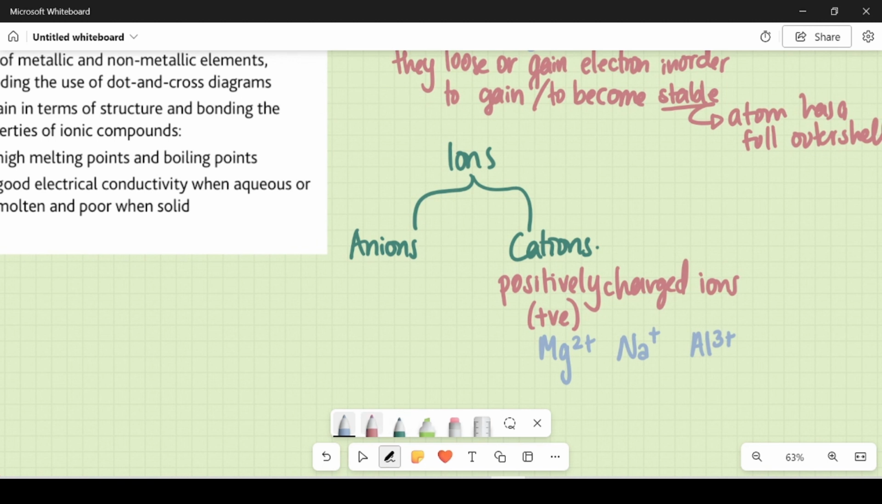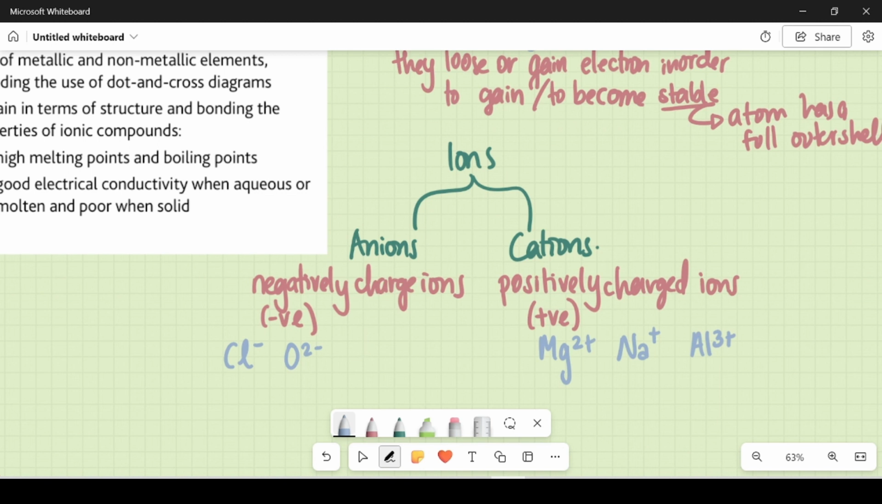Anions are the opposite. They are negatively charged ions. Examples of this, we have chlorine minus, we have O2 minus. That's all I can remember from the top of my head. So these are a couple of examples that we can use.